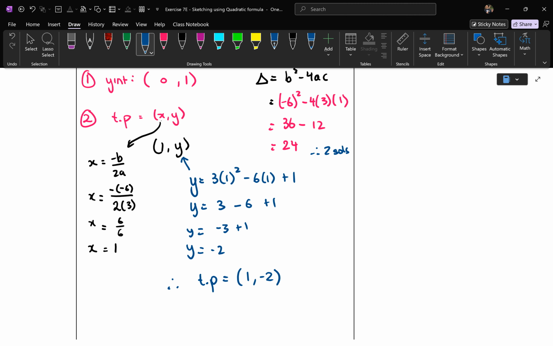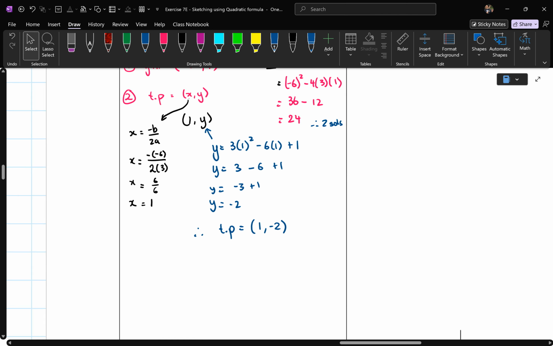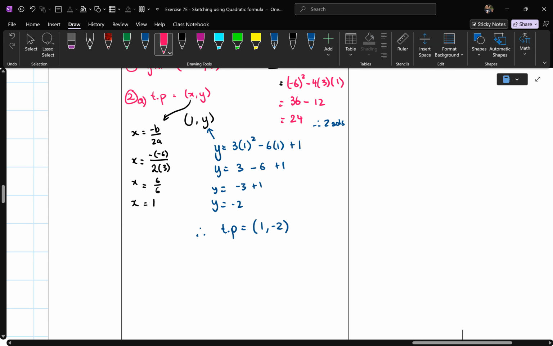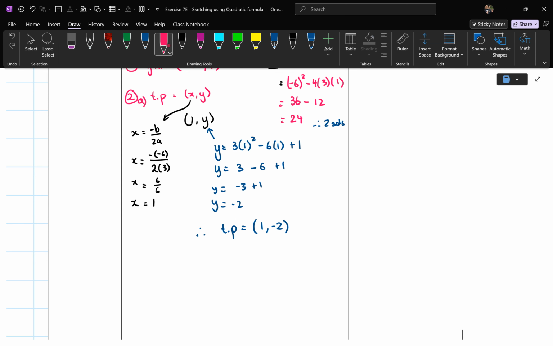That's one of the ways to do it. The other way, had you chosen a different method, so I'm going to call it method 2A to find the turning point, but method A. Method B was you had to find the x-intercepts first.